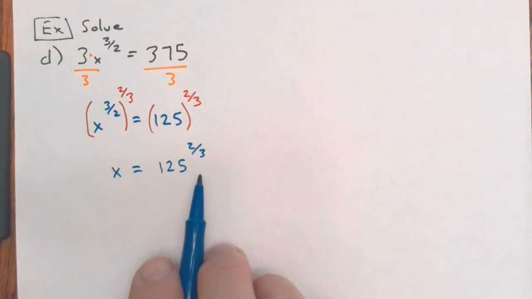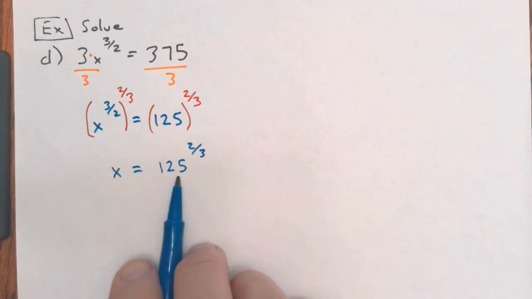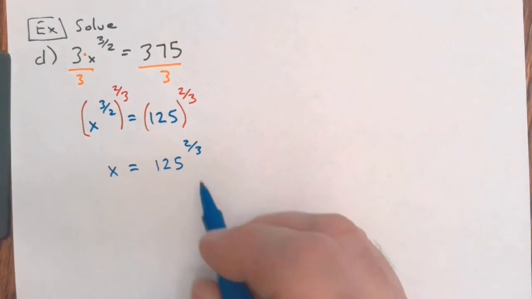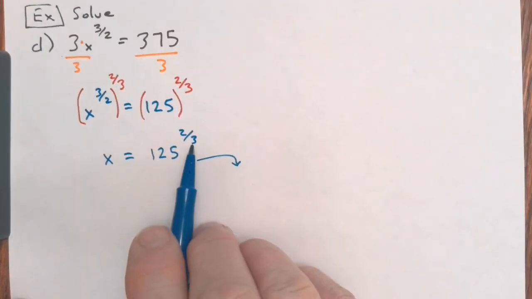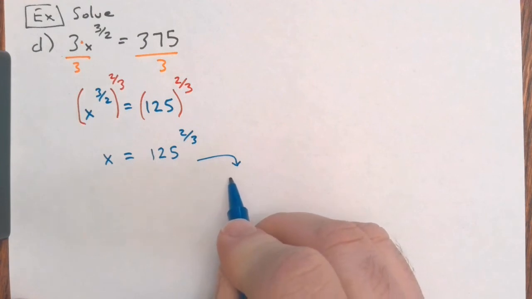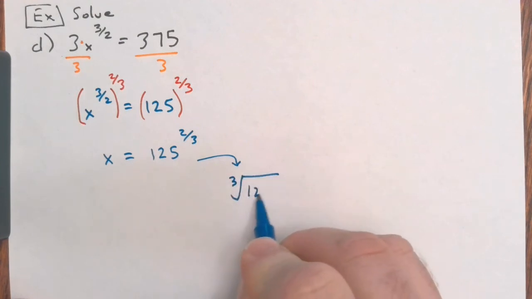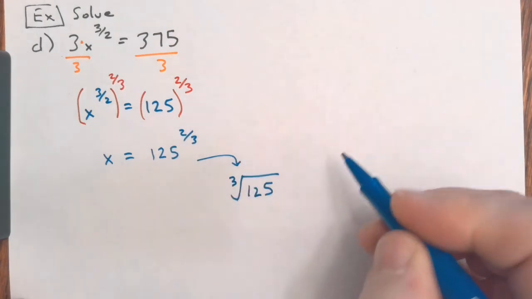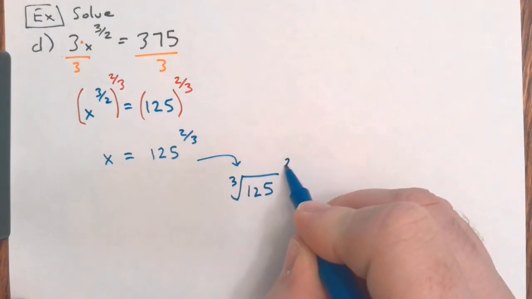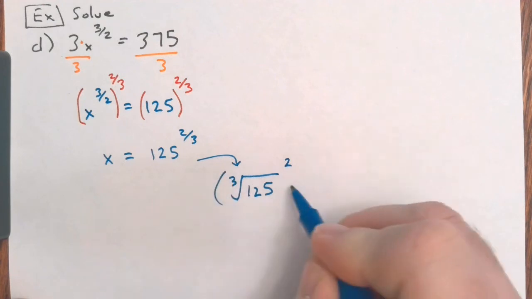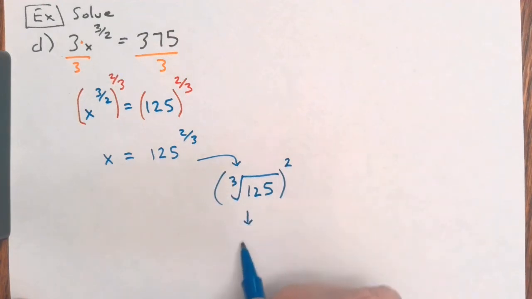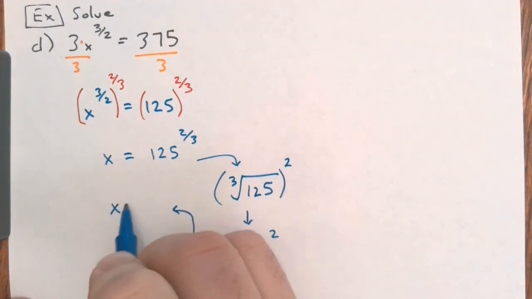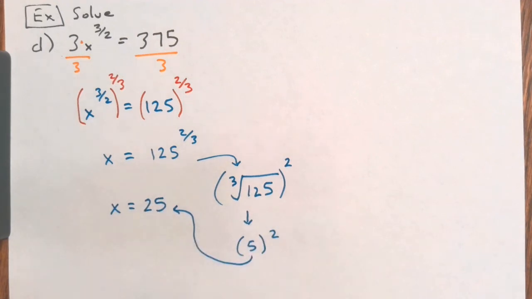So we have 125 to the 2/3 power. How you could write that if you were going to break that up is we have a 3 on the bottom of the fraction, which means we have a cube root here. And we have a 2 on the top, so it's going to be squared. The cube root of 125, well, that's just 5. So you get 5 squared, or 25 for your answer.